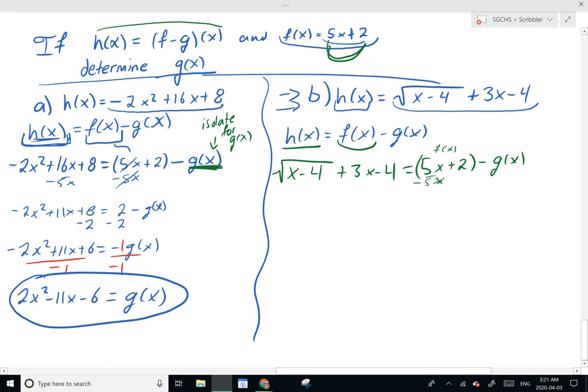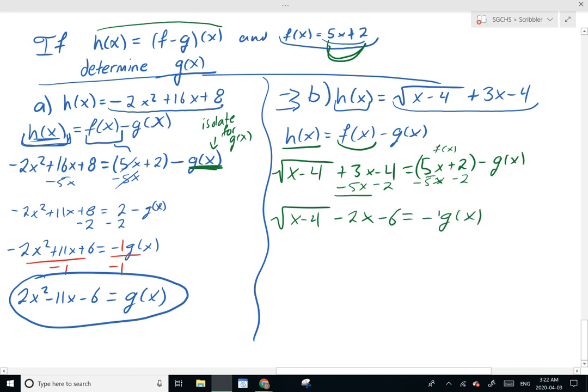I'm going to do two steps here. I'm going to minus 5x and I'm going to minus 2 from both sides. Minus 5x and minus 2. So that means I'm going to be left with the square root of x minus 4, 3x minus 5x, that will give me negative 2x. Negative 4 minus 2 gives me negative 6, and that equals negative g of x.